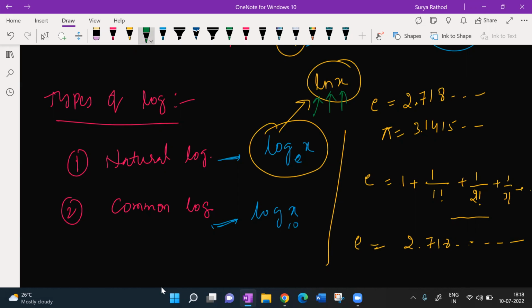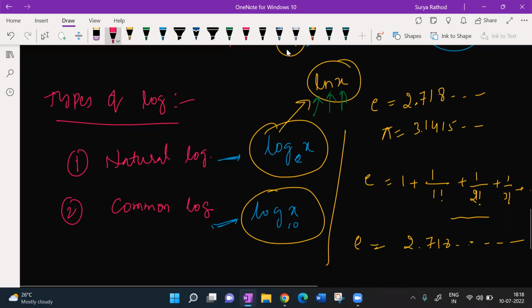What is the meaning of ln x? Log natural x. That is how the natural logs came first in the nature. Common log is basically what you will be using in science subjects like chemistry and physics. You'll be studying log x base 10.